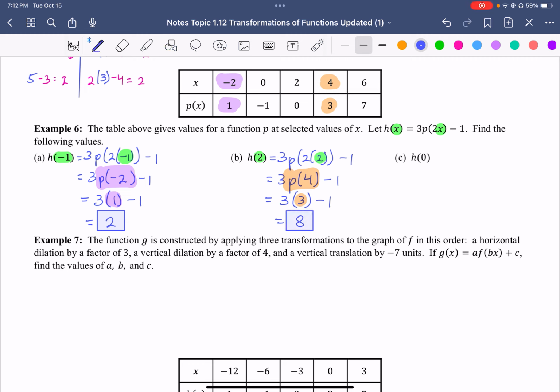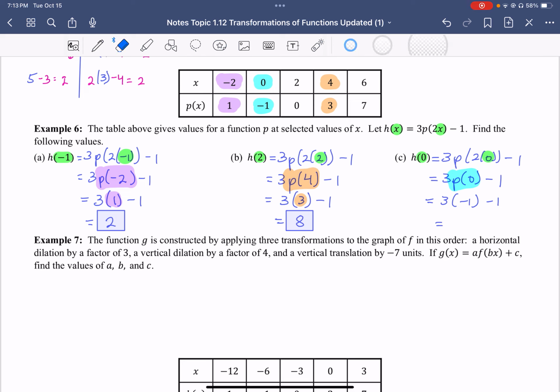Okay, let's try again. So you're going to plug in 0 now. So we have 3 times p of 2 times 0 minus 1. We're going to do the parentheses first. 2 times 0 is 0. Now we need to figure out what is p of 0. So we're going to go to the table. When x is 0, y is negative 1. So we're going to do 3 times negative 1 minus 1. 3 times negative 1 is negative 3, and negative 3 minus 1 is negative 4.